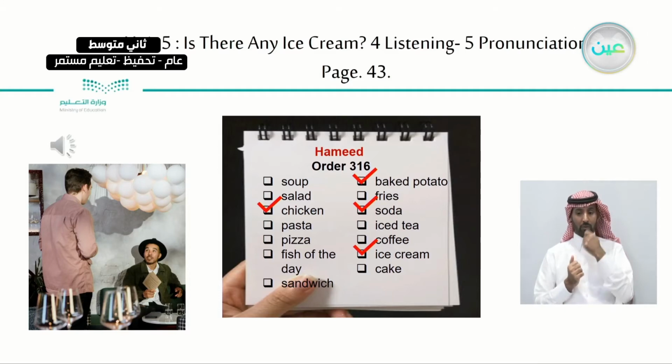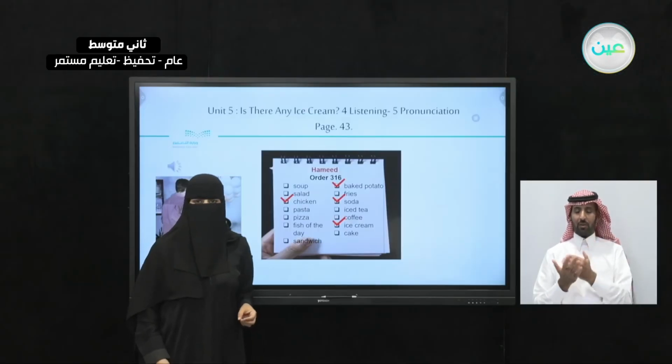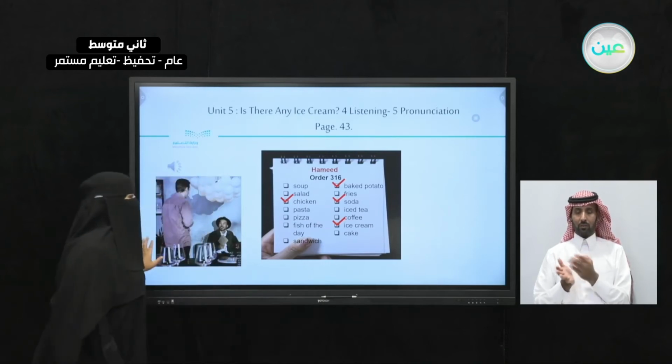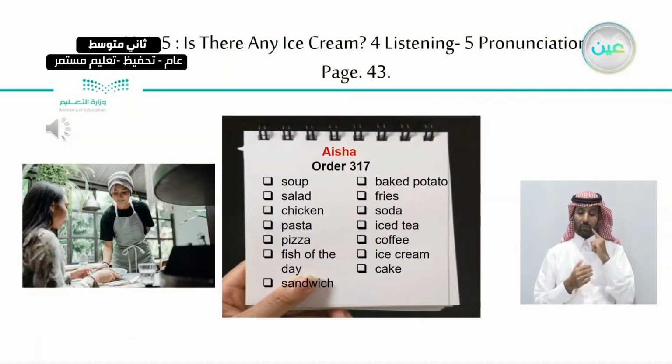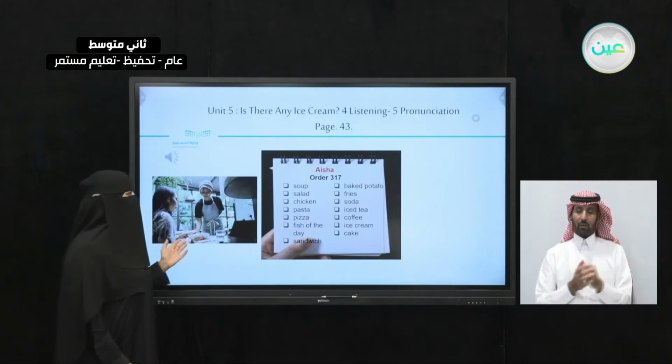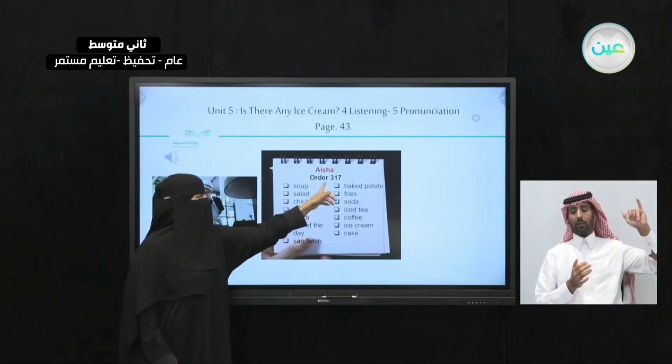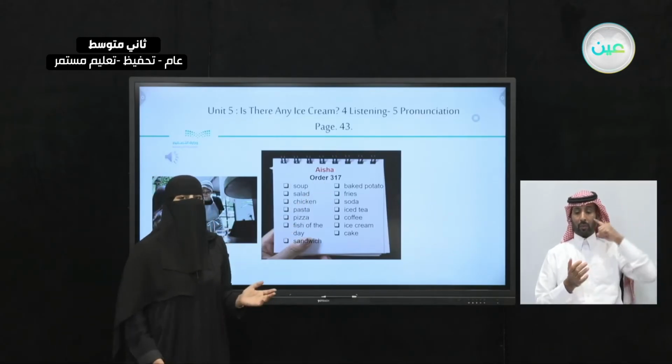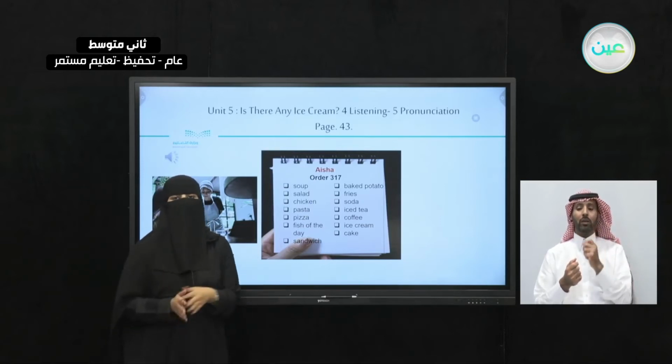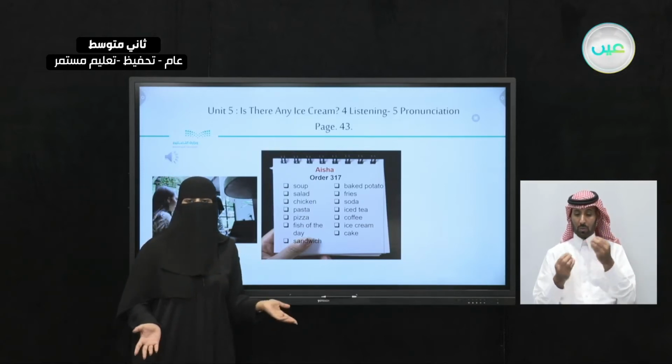So in the title of the unit, is there any ice cream? Looks like they have some ice cream in the restaurant, right? Now, we're going to do the same thing, but with a different customer. This is Aisha. And look at the number of her bill. It's 317. It's a different bill. That means it's going to be a different order.